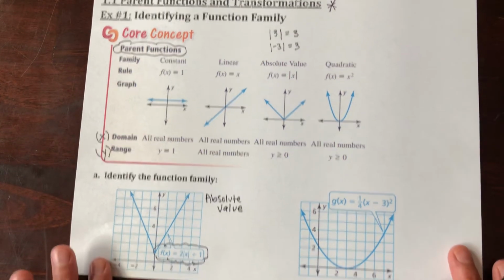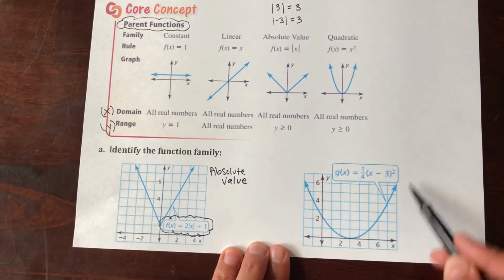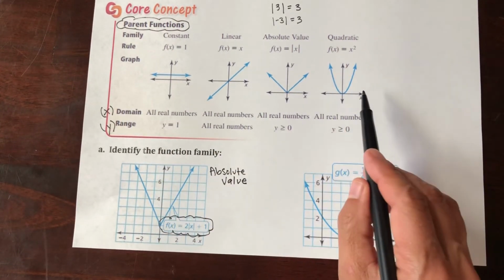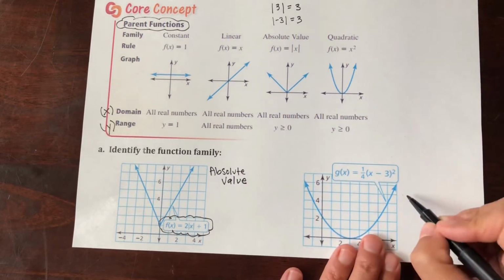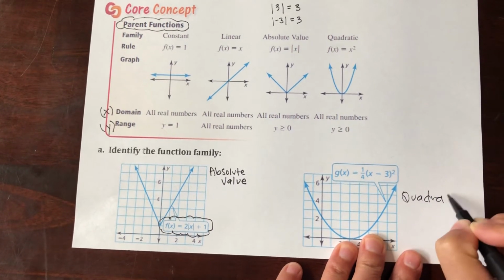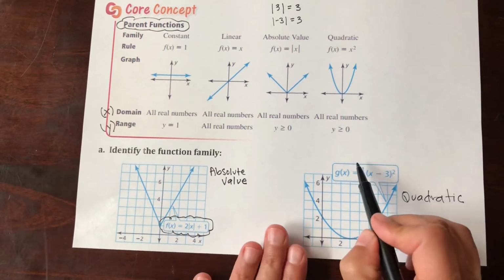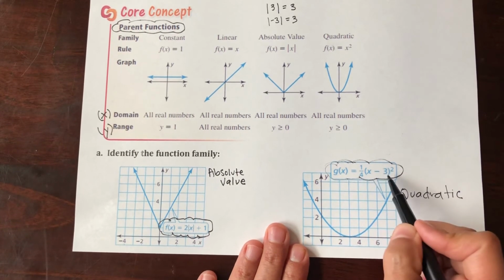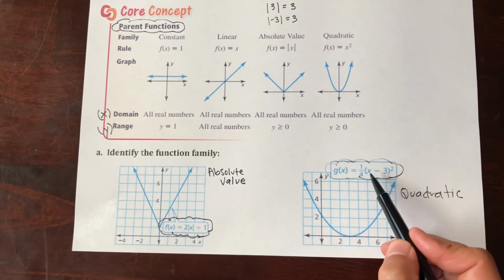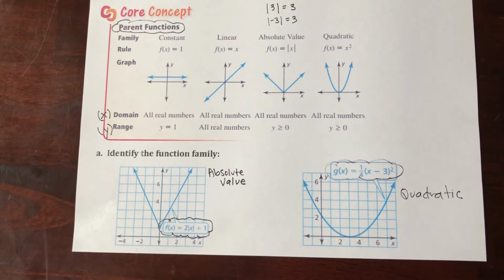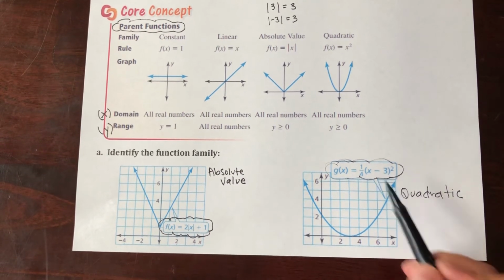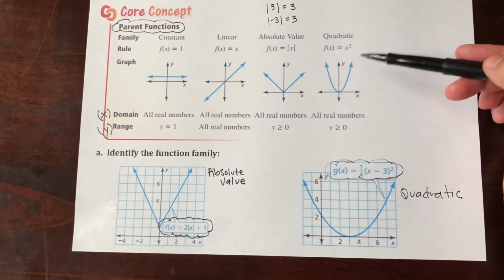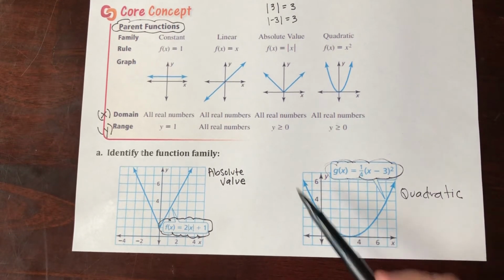Okay, this next one is this U shape, so I can see from my examples here that that is quadratic. I can also see from the equation that if you took this quantity x minus 3 and squared it, you would end up with an x being squared. So it has that x squared. This is not as simple as our parent function. It has been widened and moved to the right. So it has been transformed, which we'll get into next.